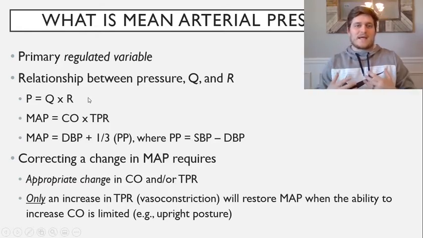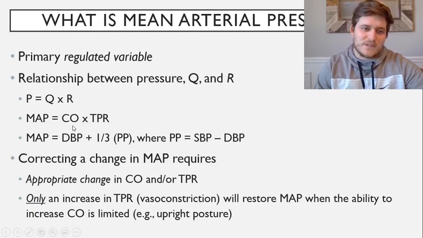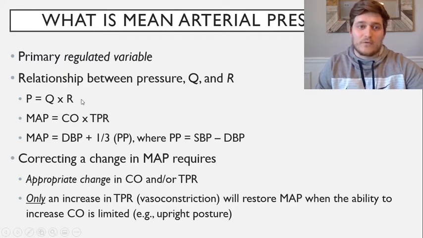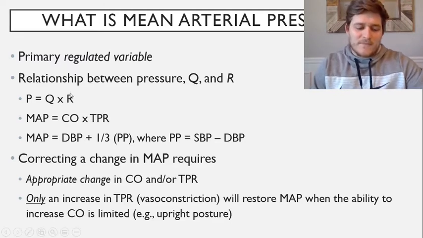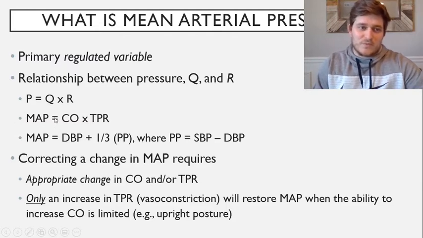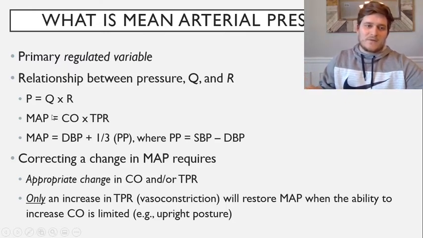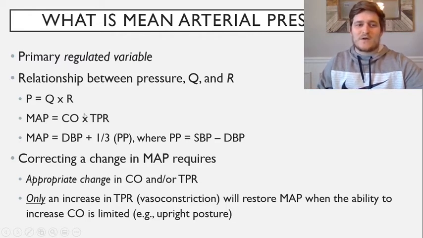And so if we equate that to mean arterial pressure, the average pressure in the arteries is going to equal cardiac output, which determines blood flow, times the total peripheral resistance. And so when we say the primary regulated variable, that means in order to keep up with mean arterial pressure, which is what our cardiovascular system in the brain is constantly monitoring, in order to deal with changes in mean arterial pressure, the body will adjust cardiac output and total peripheral resistance in order to maintain that set pressure.